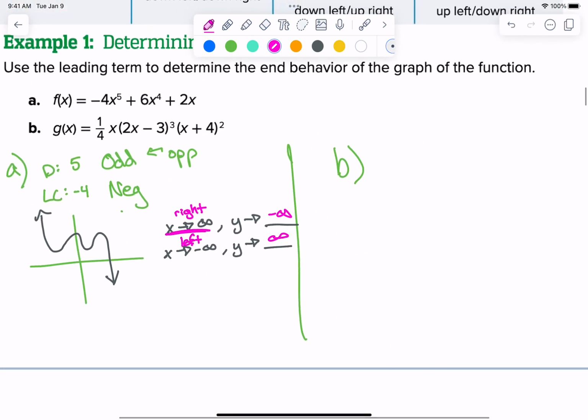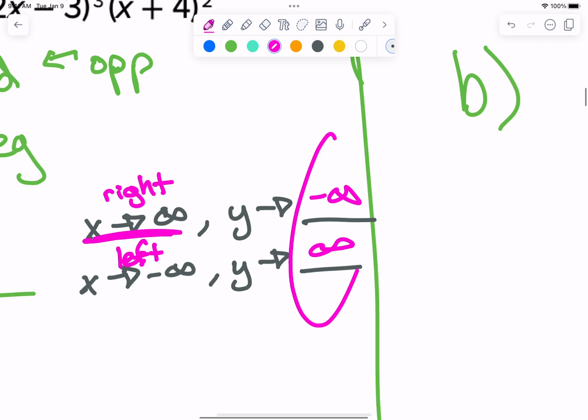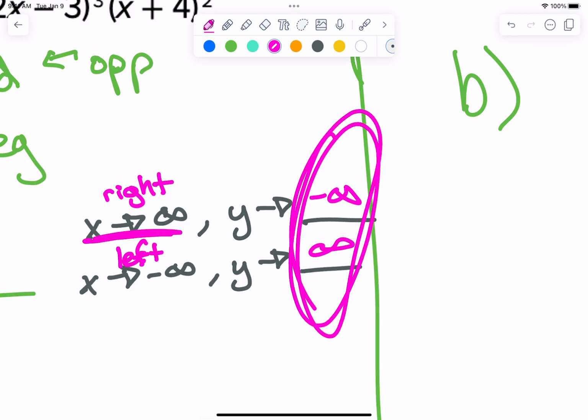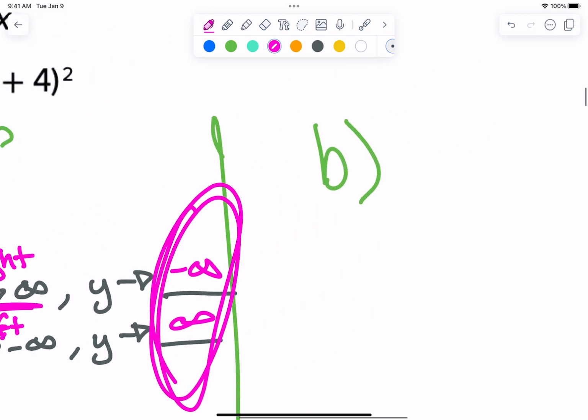Good? Question. For an odd function, will the infinity always be negative infinity and then negative infinity always be infinity? Not always. But for an odd function, these two will always be different symbols. Does that make sense? If he would have been positive, it would have been flipped the other way around. Does that make sense? Oh, okay. Yeah? Okay. All right, B.